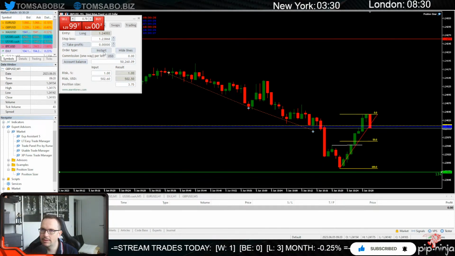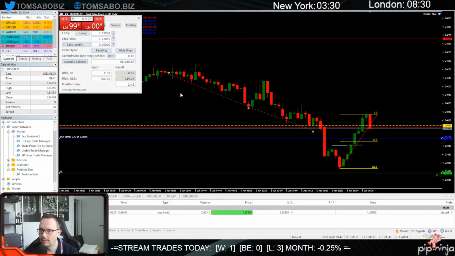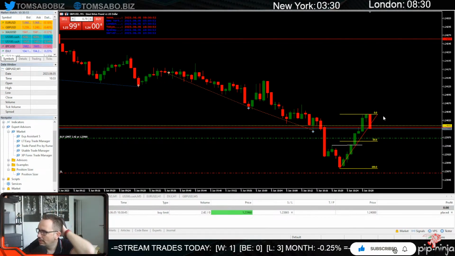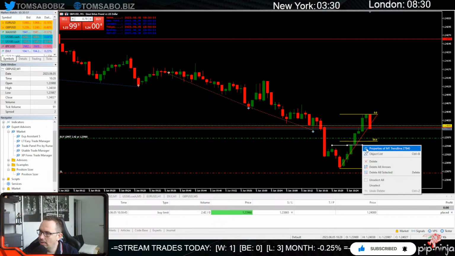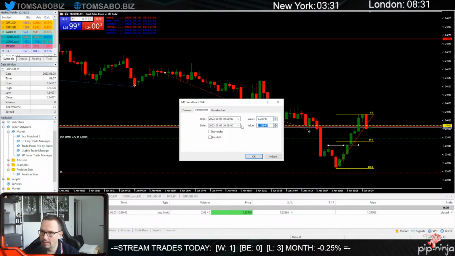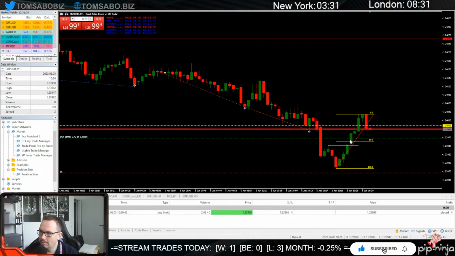Now let's see, I'm going to put my entry here on this fair value gap. Stop loss is 10 pips away. I'm going to be risking money-wise only 0.5%. It's a buy limit order. I'm having a limit order placed on pound. There, we have the structure break, we have a fair value gap there.